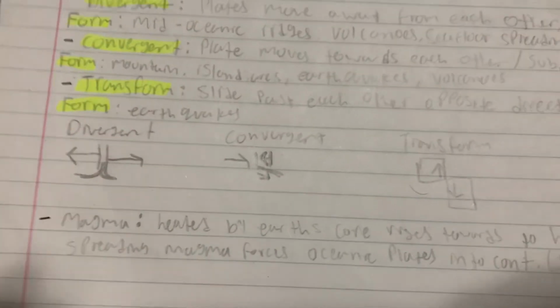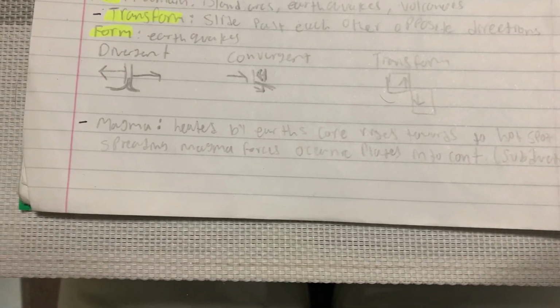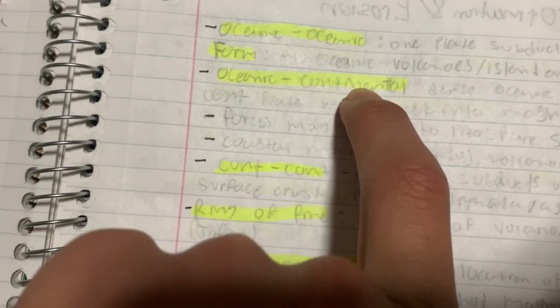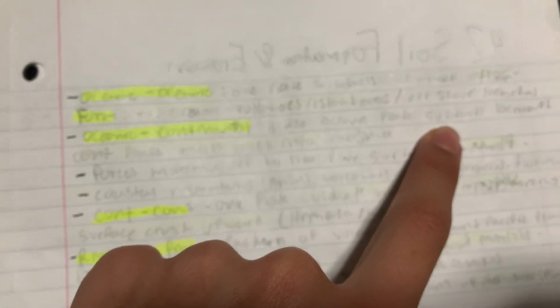And then magma is heated by Earth's core and rises towards the hotspot, spreading magma that forces oceanic plates into continental subduction. And then there's this, which is oceanic, where one plate subducts underneath the other and forms mid-oceanic volcanoes, island arcs, and offshore trenches.